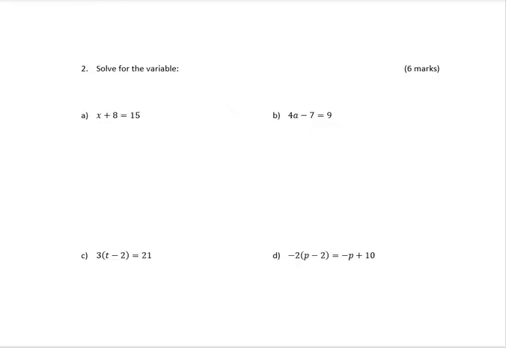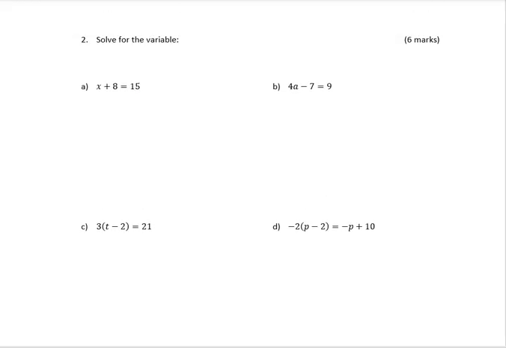Okay, solving for the variable, pretty straightforward, so let's just go ahead and do it. In part B, I saw that there's a -7 there, so I'm just inversing that, so +7, okay? So that's all I've done here.